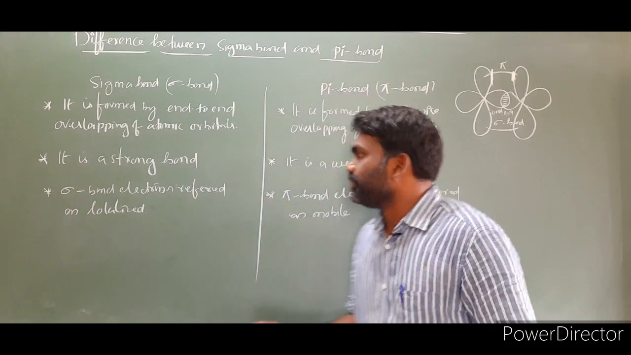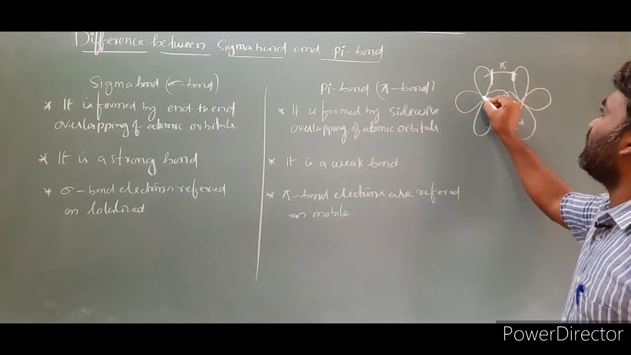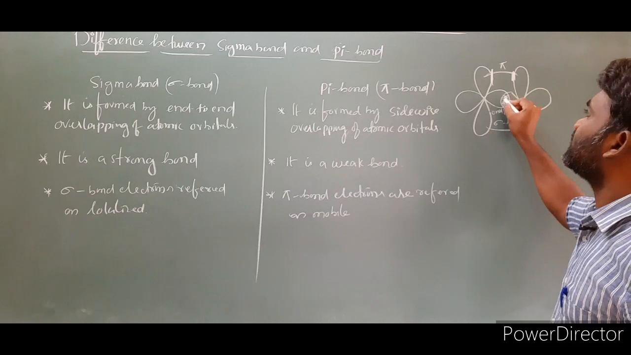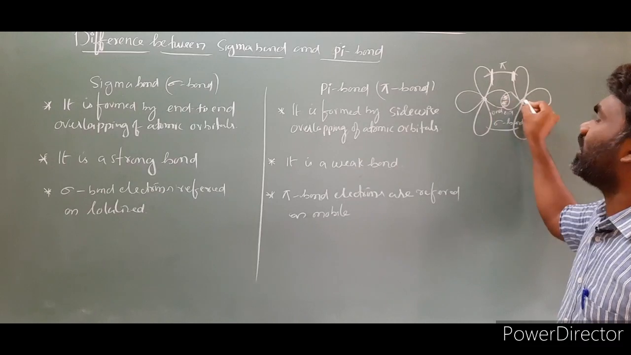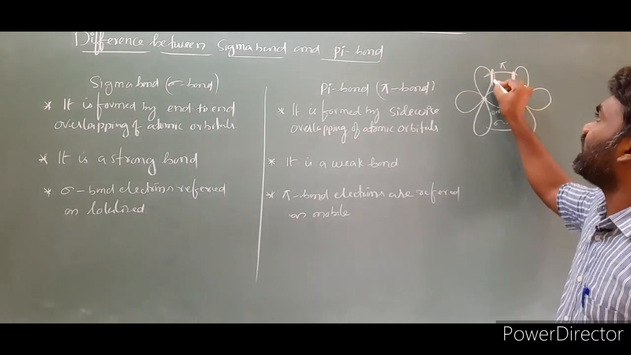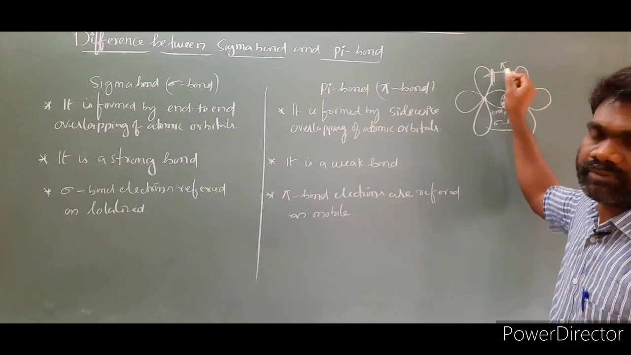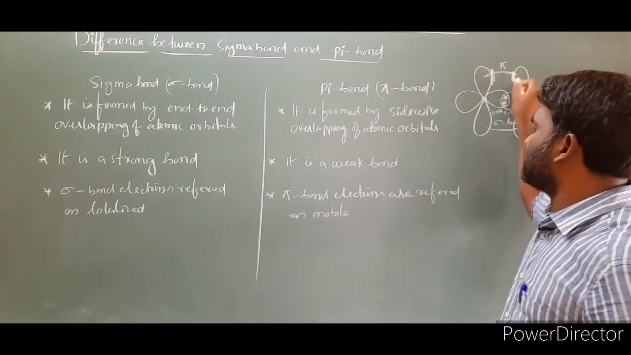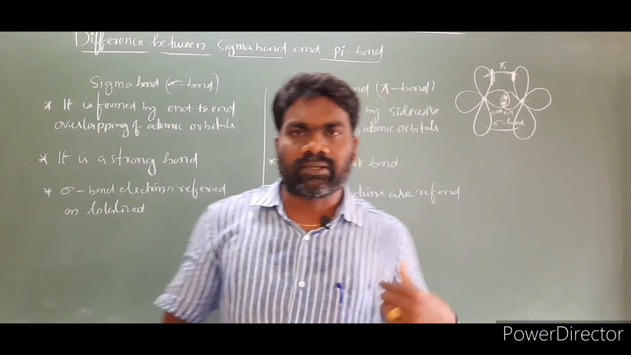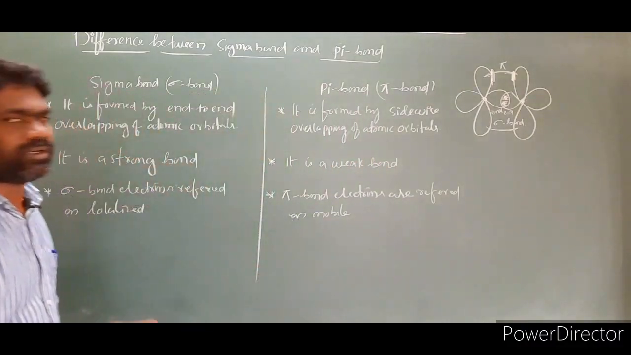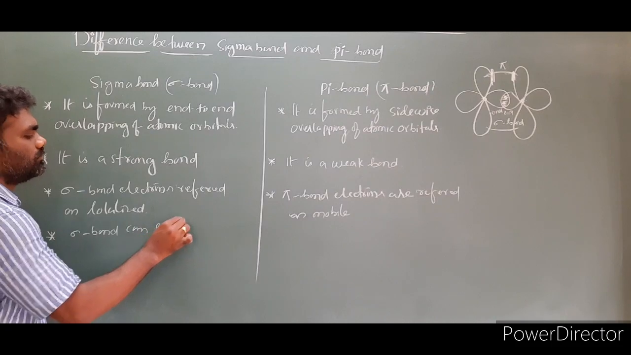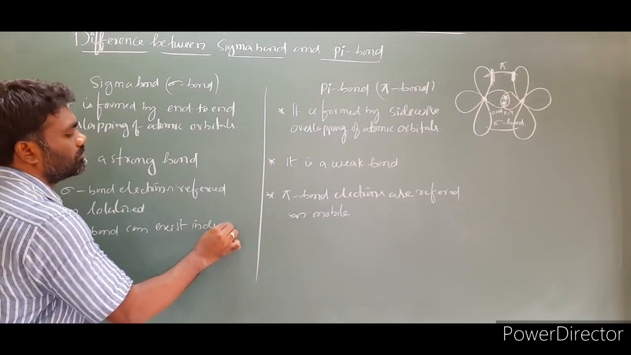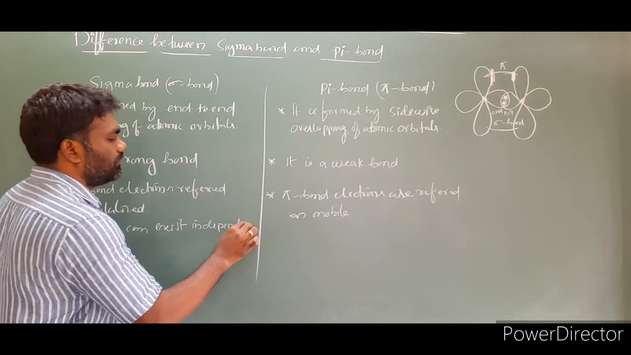So the point is, these are the electrons in between the two atoms. Here the electron is located, and sharing takes place between these. Here the electrons are located between the nuclei of two atoms, so these are localized. But here the overlapping is not to the maximum extent, so the electrons present in these orbitals are referred to as free electrons or mobile electrons. So this is the third difference. And the next difference is sigma bond can exist independently.